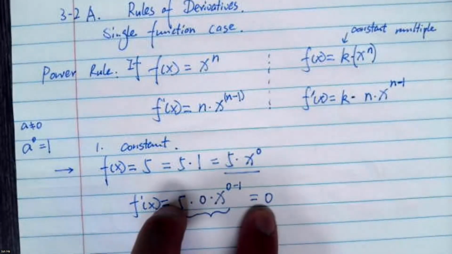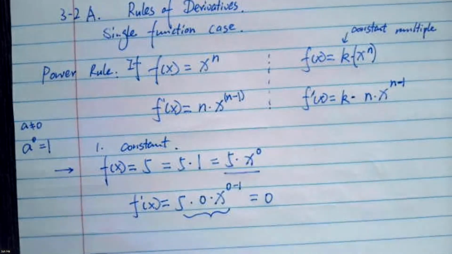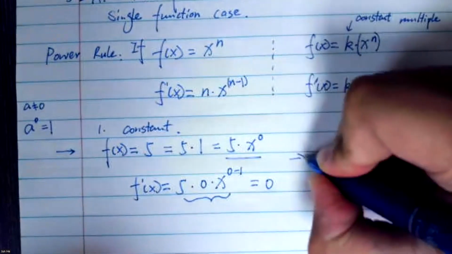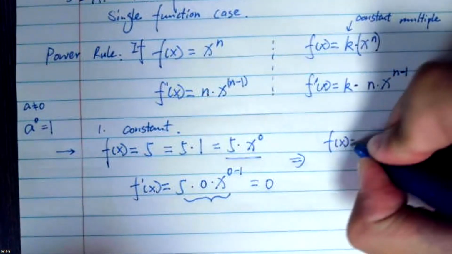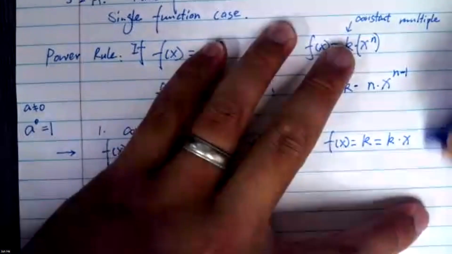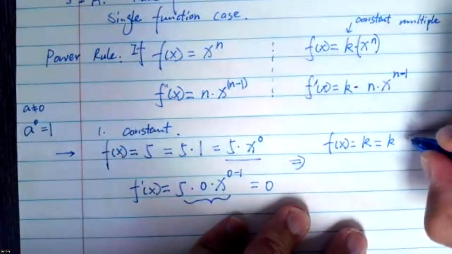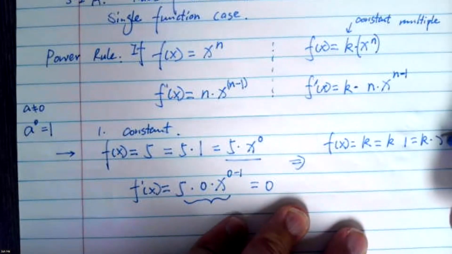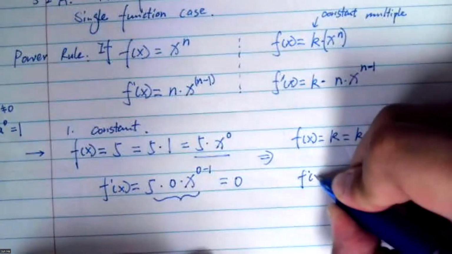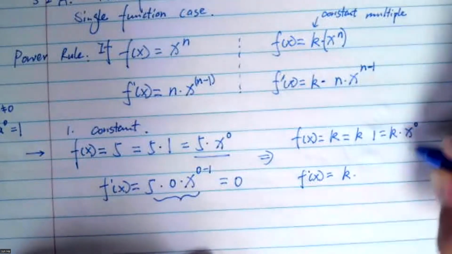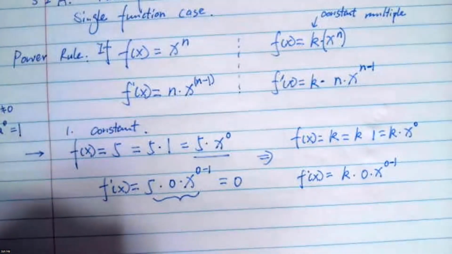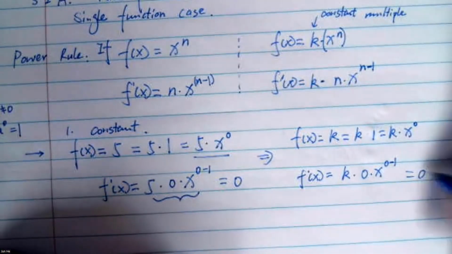Anything multiplied by 0, its value is 0. So here it actually tells you, and this applies to, say, f(x) equals k. It can be written the same way, k to the power of 0, equals k by 1, equals k by x to the power of 0, and then its derivative is the same, k by 0 times x to the power of 0 minus 1, which is 0.